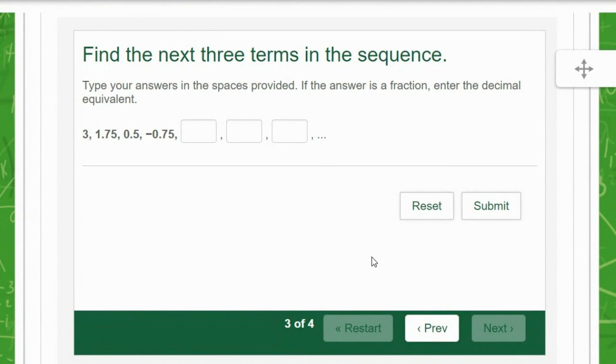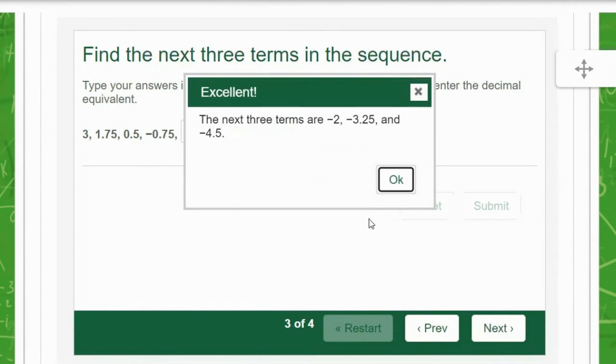We see we've got decimals in here. We're like, oh my goodness, Mr. Brock, you're bringing decimals into this. So what's going on? 3, 1.75. It's going down 1.25 each time. So if we subtract another 1.25, it is at -2. Some of you folks are on top of that. And then -3.25, and then -4.5. That's our sequence. Submit. Excellent.